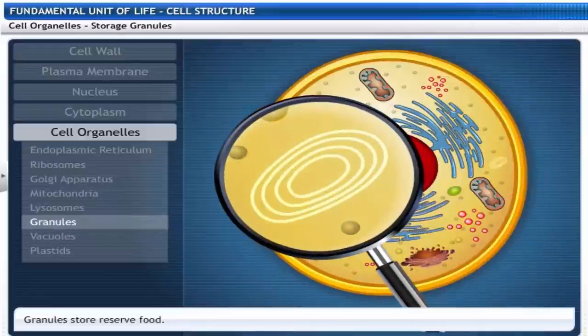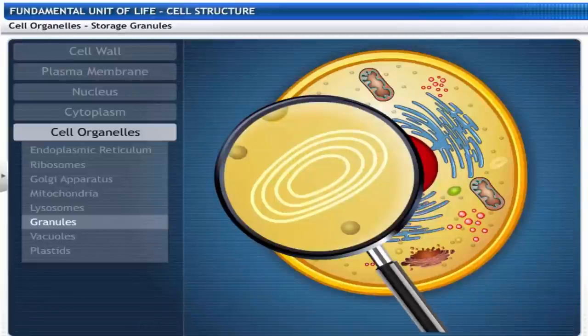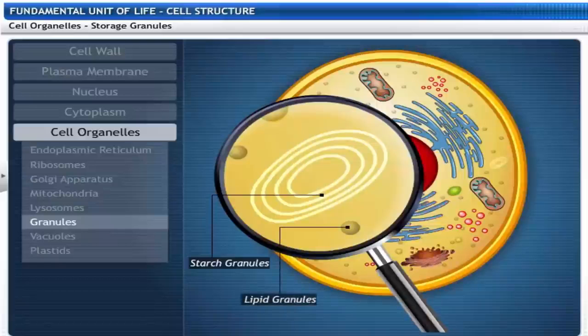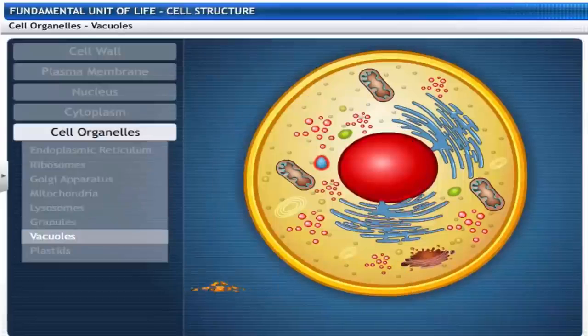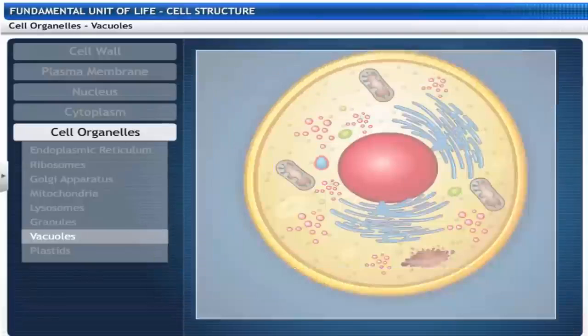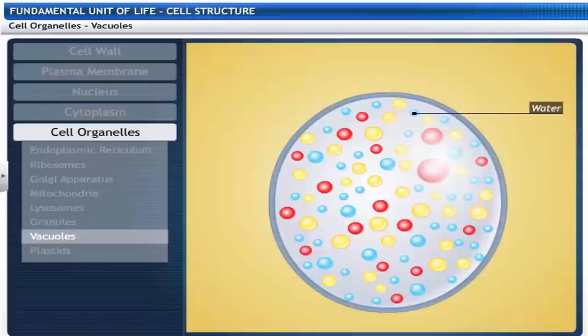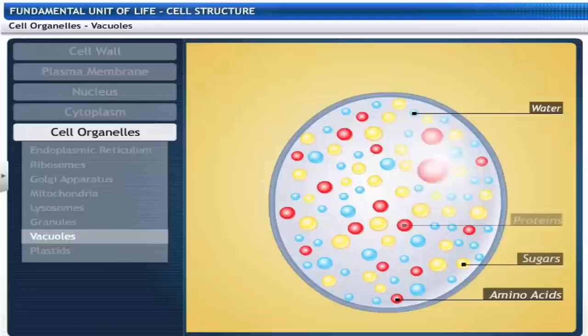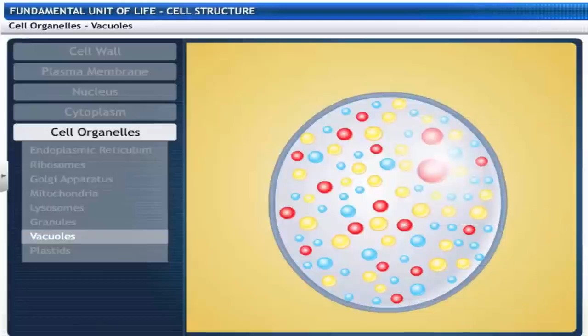Let's now focus on the storage granules. They are of two types. Starch granules are storage droplets of starch. Lipid granules are storage droplets of fat. Cells have storage units called vacuoles. They store water, energy, and waste products and substances like amino acids, sugars, and proteins. The fluid contained in them is called cell sap. A vacuole is covered by a living membrane called tonoplast.